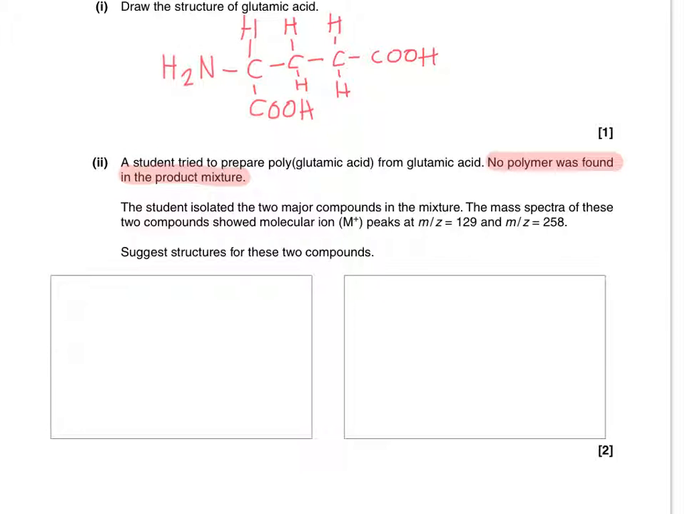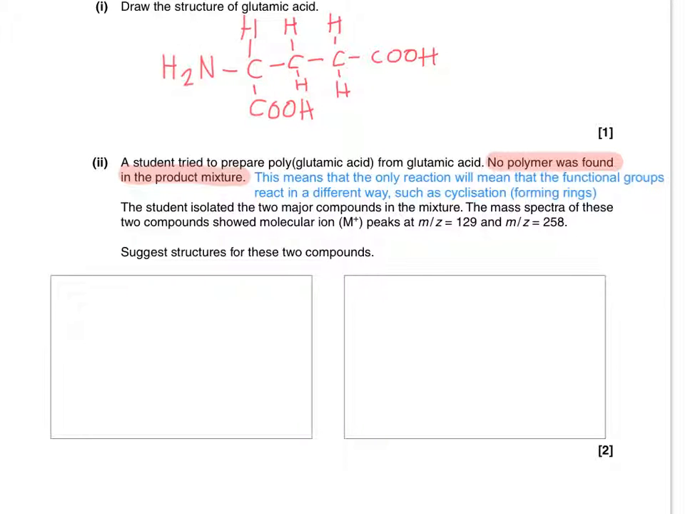This has a specific meaning when we're looking at amino acid type molecules. So you need to make a little bit of a jump here, and that jump means to accept that there might be other ways in which the functional groups might react with each other, as opposed to just forming a big long chain. Now the idea of them forming a chain is what you'd expect if they polymerize, but it says that there's no polymer found in the reaction mixture, or product mixture. So there has to be something else going on instead.